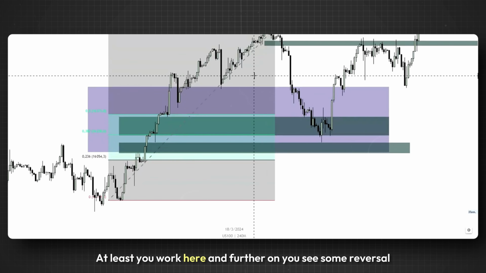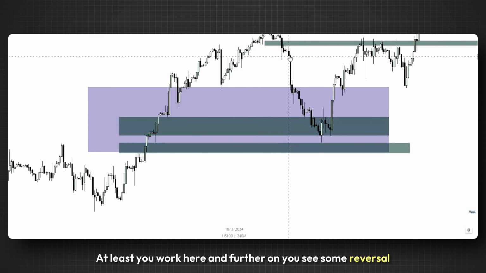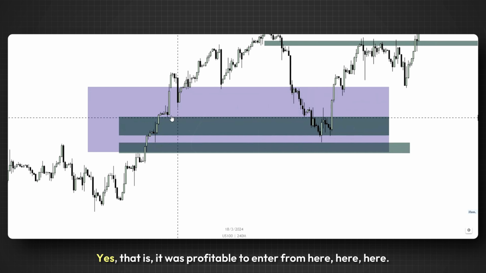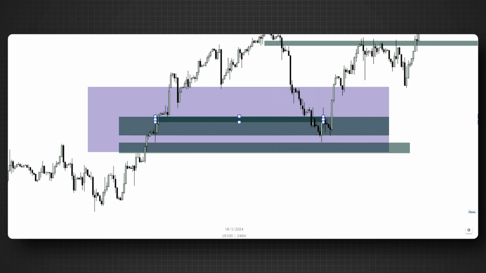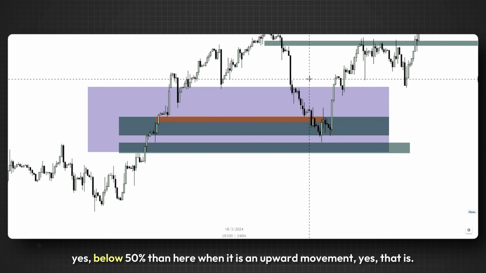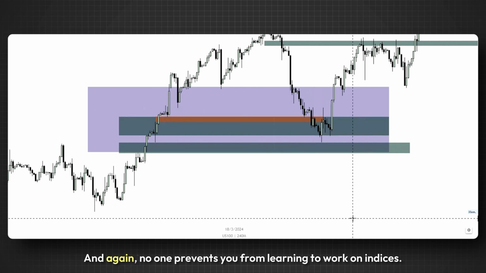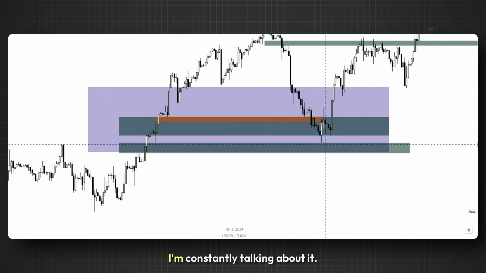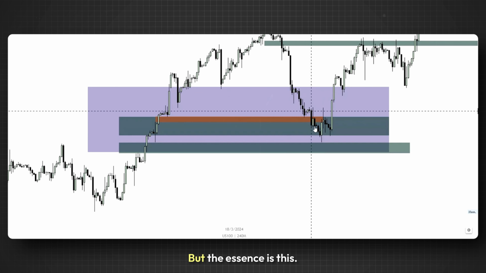At least you work here, and further on you see some reversal, whether it gives a reaction or does not give a reaction. That is, it was profitable to enter from here, here, here. When we came to some zone, even favorably rebalanced, below 50%, then here, when it is an upward movement, I say everything within the framework of indices. And no one prevents you from learning to work on indices. Very cool tools. I am constantly talking about it. But the essence is this.